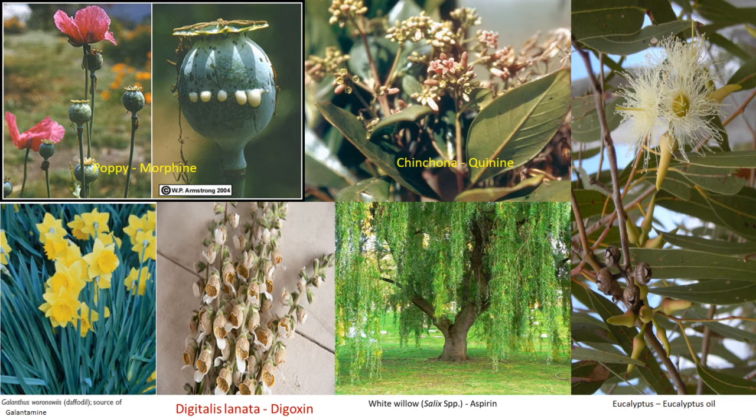Then Digitalis lanata, from which digoxin, again finding its application as a cardiovascular drug. And the next one, white willow, being the source of aspirin. And the last one, eucalyptus, from which eucalyptus oil, having useful chemicals such as pinene, cineol, limonene, and terpineol, has been used for its medicinal purpose. It has been popularly used as an expectorant.